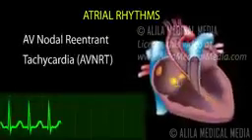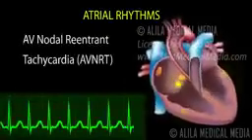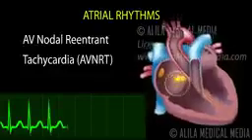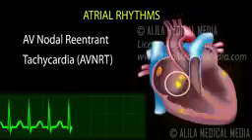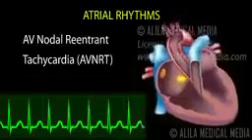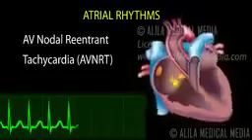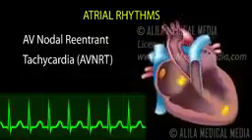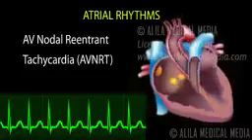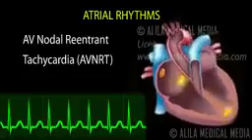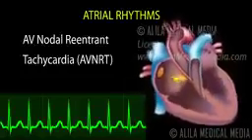AV nodal reentrant tachycardia, or AVNRT, is caused by a small reentrant pathway that involves directly the AV node. Every time the impulse passes through the AV node, it is transmitted down to the ventricles. The atrial rate and ventricular rate are therefore identical. Heart rate is regular and fast, ranging from 150 to 250 beats per minute.